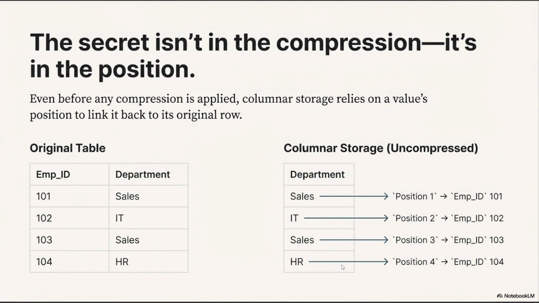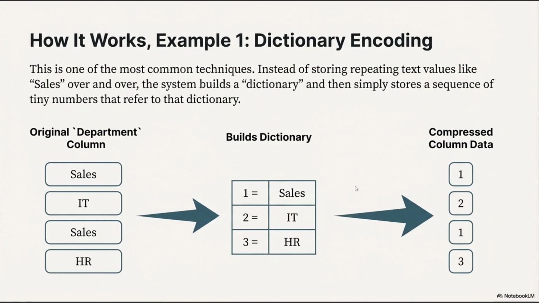Let us understand this. This is the original employee table that you see here. Even before compression is applied, columnar storage relies on position. Understand it this way: every employee will be assigned a position. So 101 will be assigned position 1, 102 position 2, 103 position 3, 104 position 4. There are multiple compression techniques; we will explain two here. Let's start with dictionary encoding. The department column, which has sales, IT, sales, HR, every department will be mapped to a number.